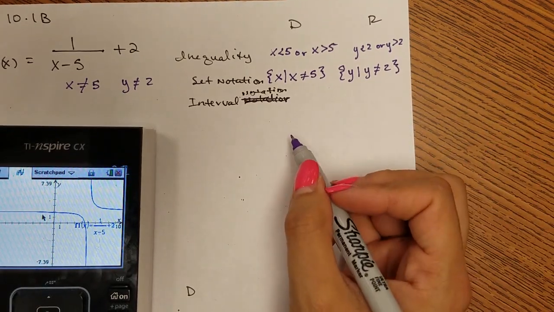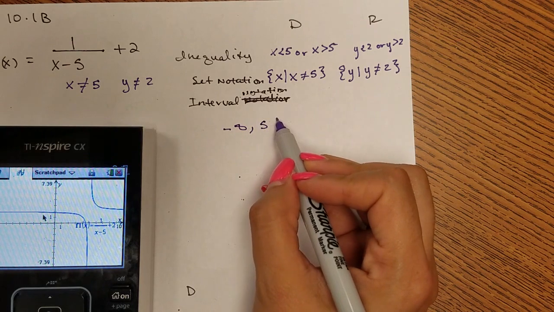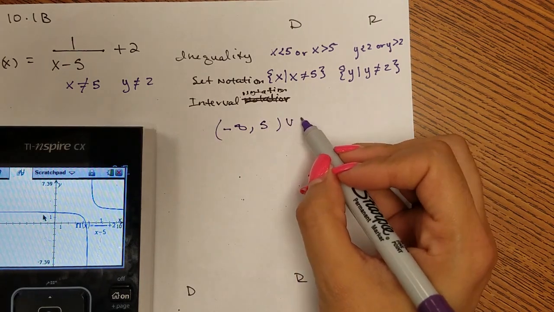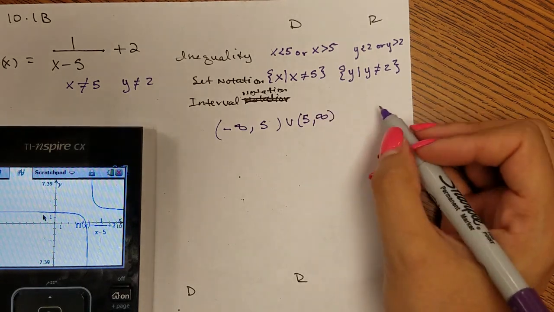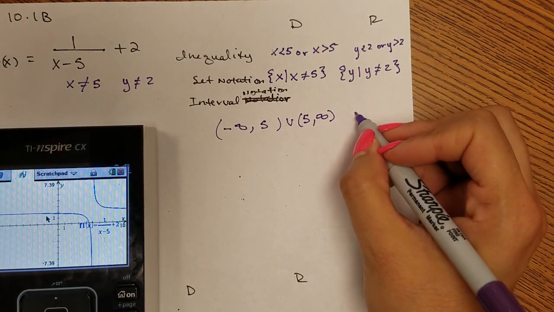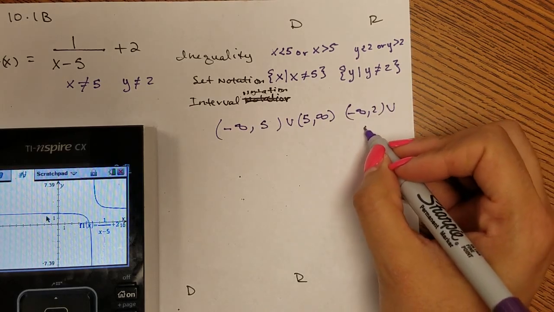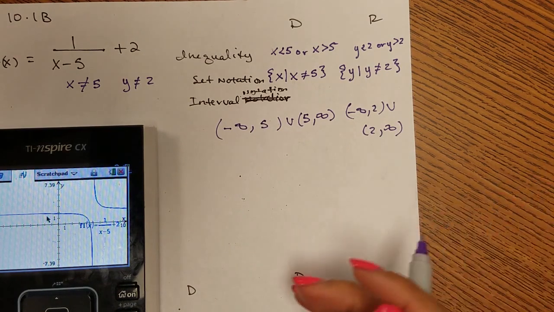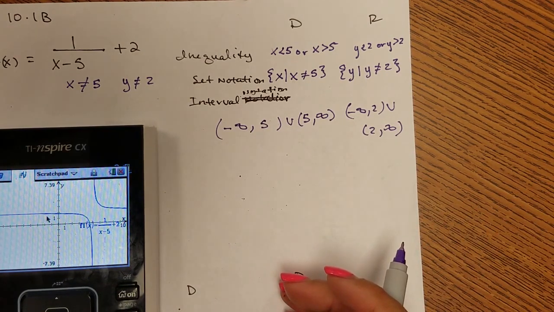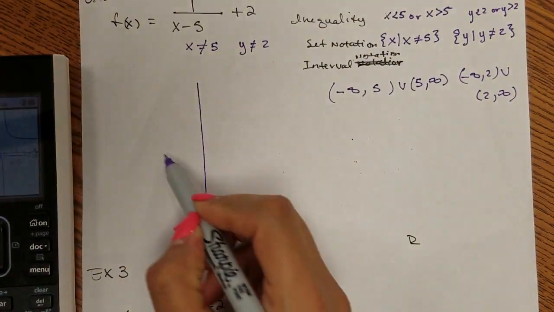Okay, and then your interval notation, it goes from negative infinity to 5, or from 5 to positive infinity, and the same thing for the y. It goes from negative infinity to 2, or from 2 to positive infinity. Okay, so that's what we're looking at with these graphs. I have one more example for you. Sketch this graph here.